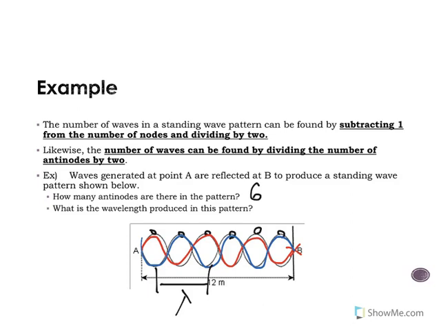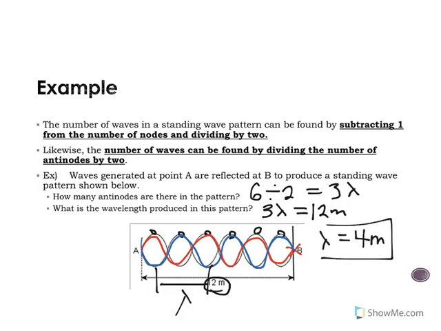And the only thing that it gives us is that the distance across the 6 antinodes is 12 meters. And like I said before, the number of waves can be found by dividing the number of antinodes by 2. So if we go 6 divided by 2, we're going to get 3 wavelengths. So we know that the 3 wavelengths are equal to 12 meters. So that's what the question tells us. So therefore, if we go 12 divided by 3, one wavelength is going to equal 4 meters. And that would be our answer right there.